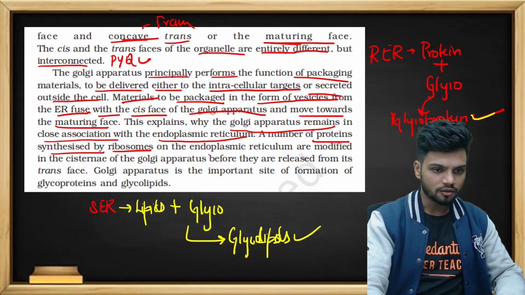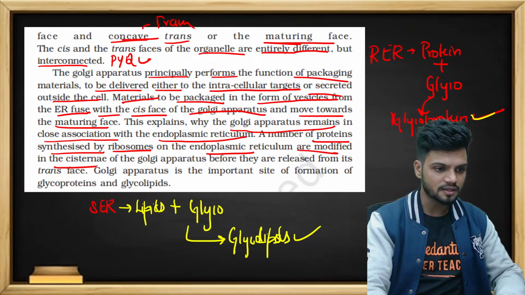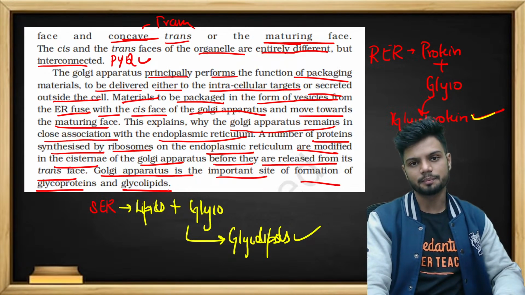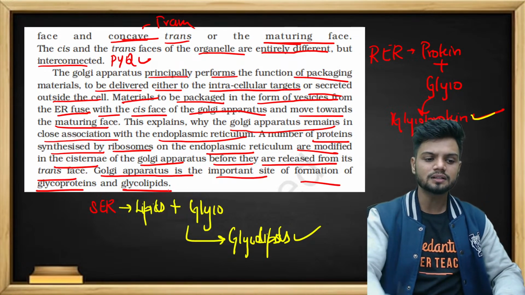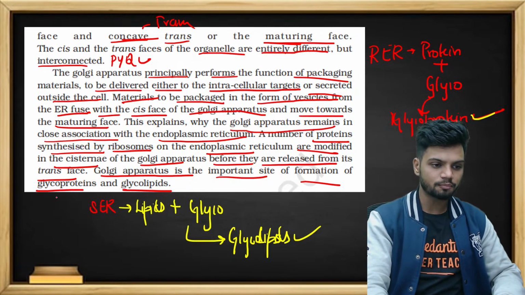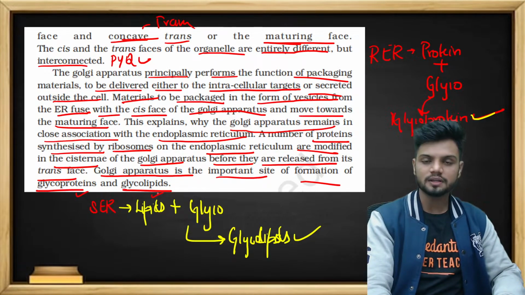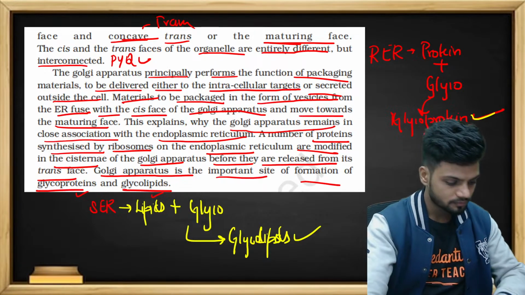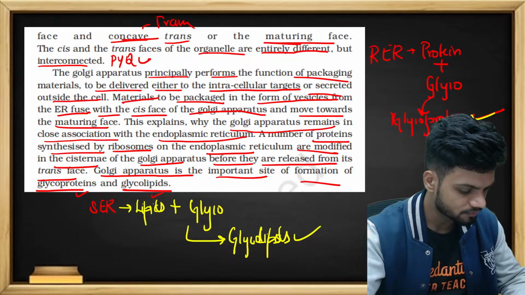See here, the products from the endoplasmic reticulum are modified in the cisternae of the Golgi apparatus before they are released from the trans phase. The Golgi apparatus is important for the formation of glycoproteins and glycolipids. Glycolipids are made by your Golgi complex. Protein is from your ER, lipids from ER, but during packaging the glyco part is added in the Golgi body. Okay, very simple.